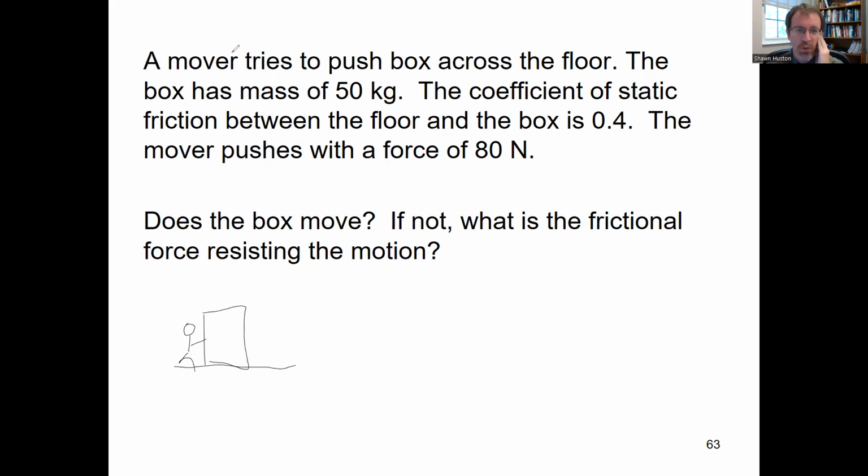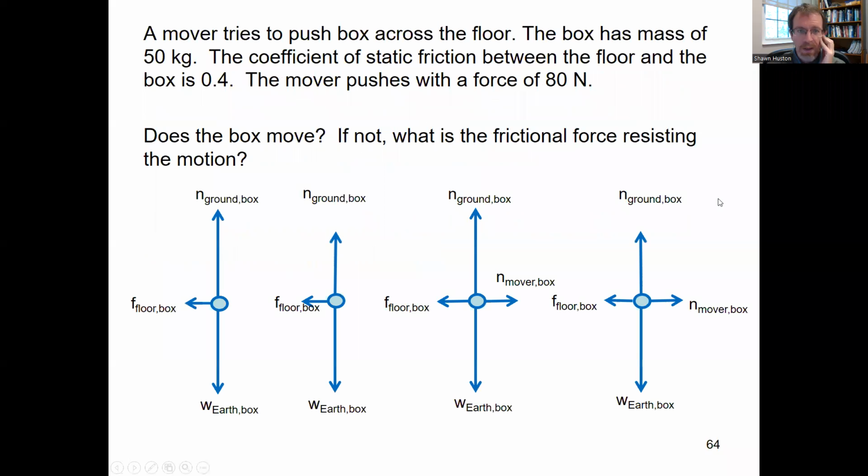And what I want to do is the first step of my problem solving process, which is to draw a free body diagram. And rather than me doing that right off the bat, I have a list of possibilities here that I would like you to consider. I will say that for sure, only one of these is correct. So I want you to pause the video for just a second and see if you can figure out which one might be right. So pause.